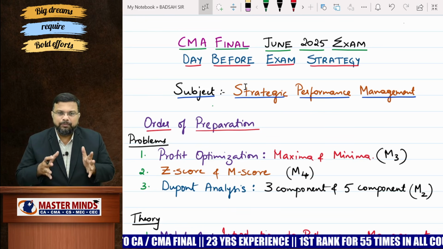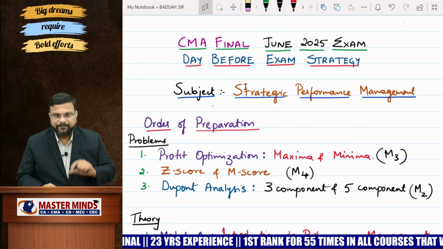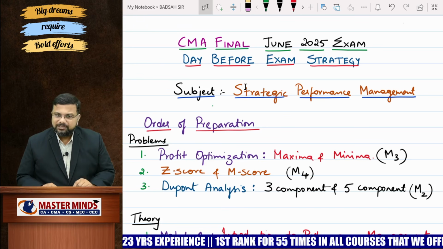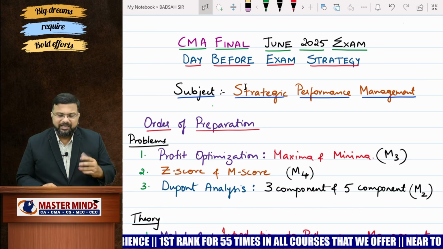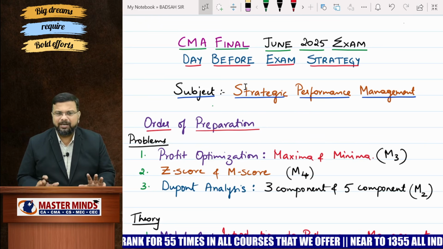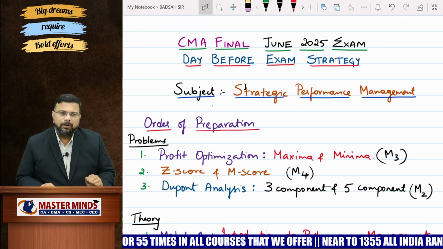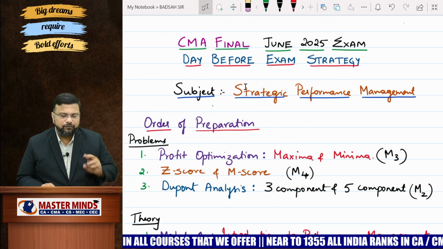So entire focus will be on how correctly you are able to write, remember and reproduce that formula in the examination. The third one is DuPont analysis. Focus on 3 component, 5 component. You can do that easily there in module 2. If you're thorough with these 3 areas, definitely you can answer any problematic question given in the examination. So 14 marks in your pocket.